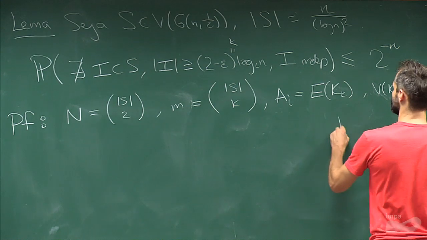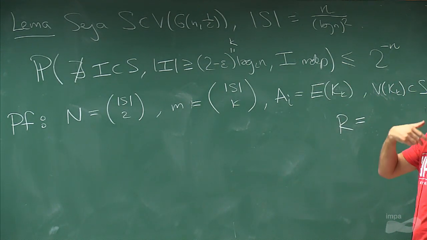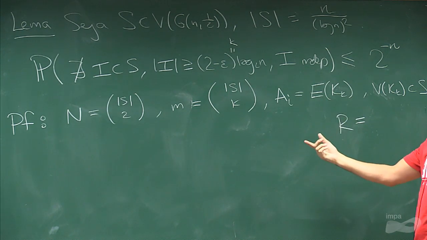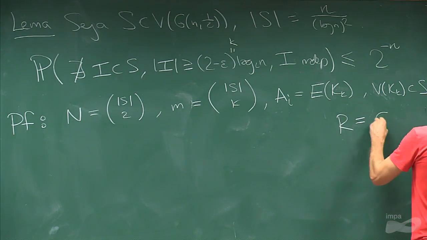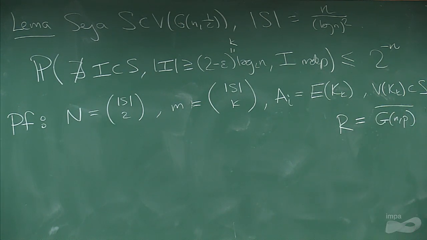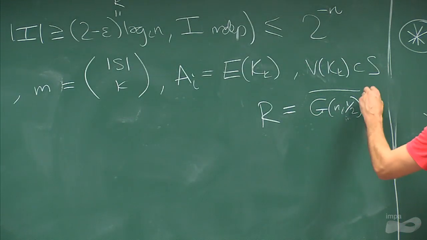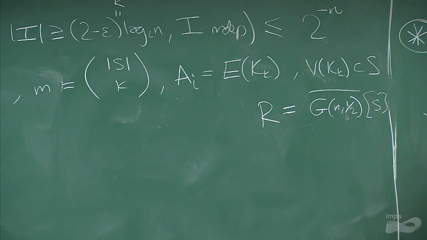And what's R? So you want this set to be independent, so you want to have no edges of G(n,1/2). So R is the complement of G(n,1/2). R is the set of non-edges inside S. Very restricted S, if you like, which is fine, it's still a half random set.